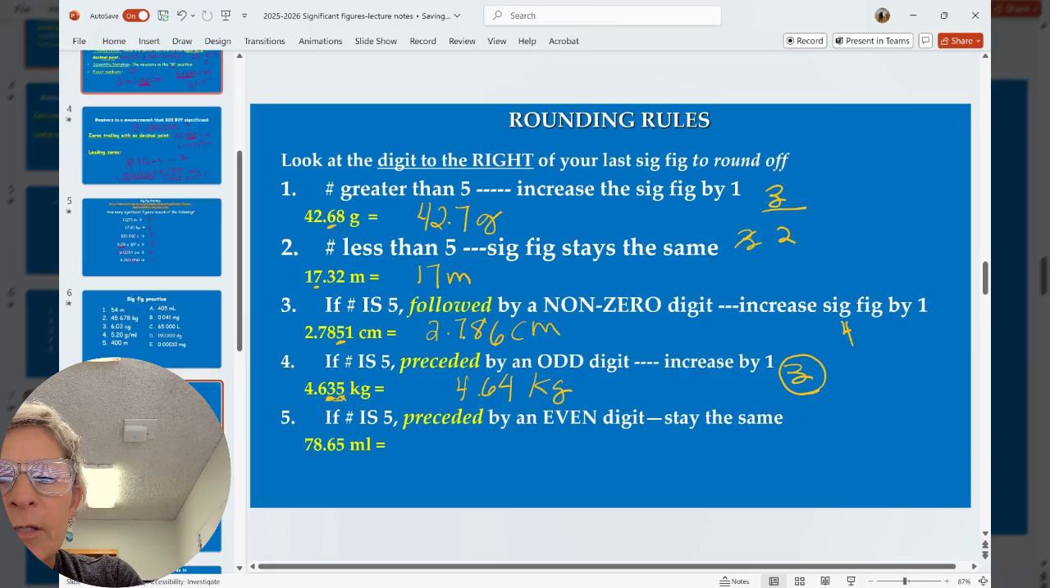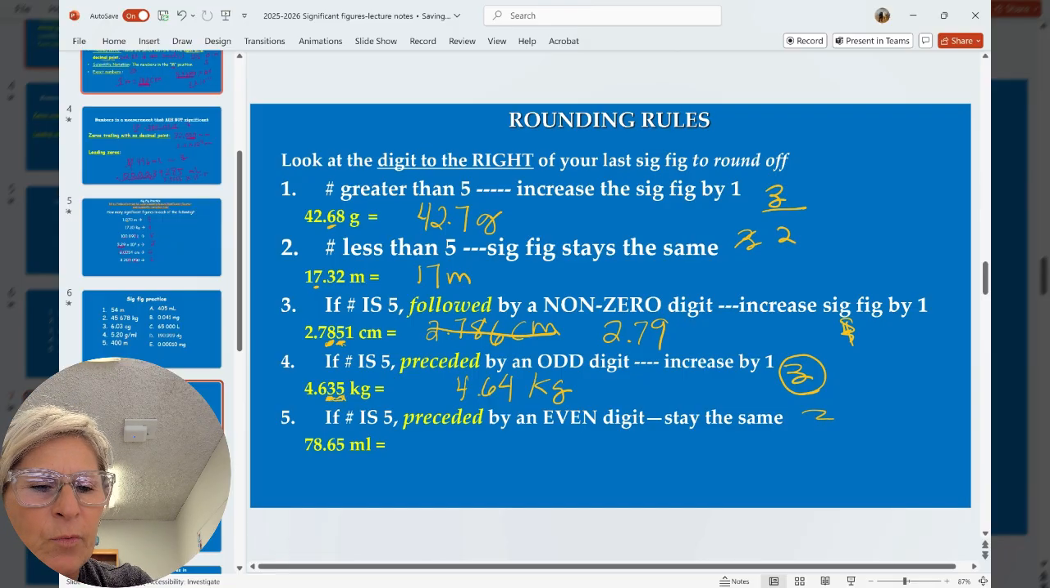Actually, I want to do this one again. Let's say I want to round to 3 sig figs. I count over 1, 2, 3. I look to the right of it and it's 5. So I look to the right of the 5, and if I have a non-zero digit, my sig fig goes up by 1, so that would be 2.79.